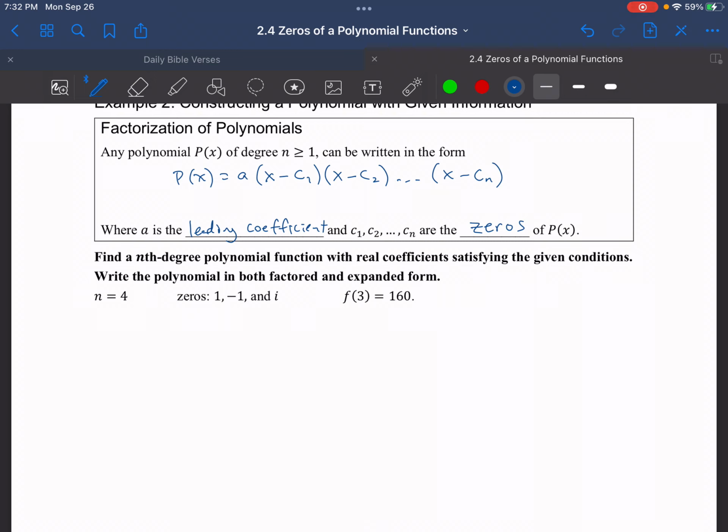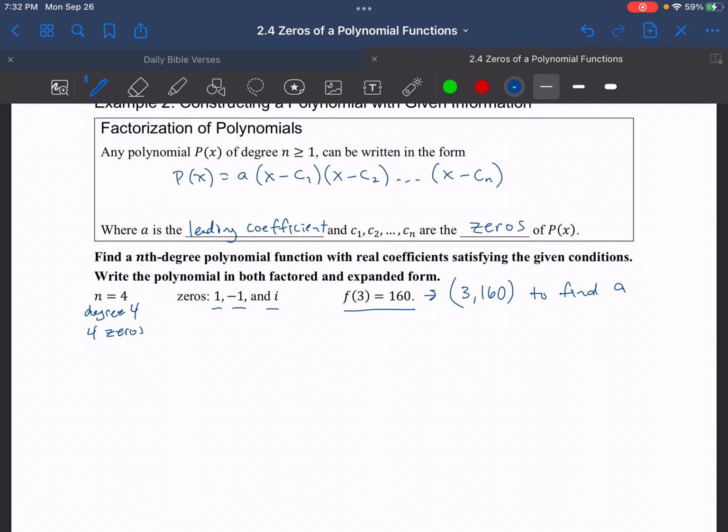They tell us n equals 4, so they're telling us the degree is 4, and therefore there are 4 zeros. You can see here they list 1, 2, 3 zeros, and then they tell us a point that this goes through. In other words, this tells us that the point (3, 160) is a solution. And we're going to use this to find what the leading coefficient is, to find A.